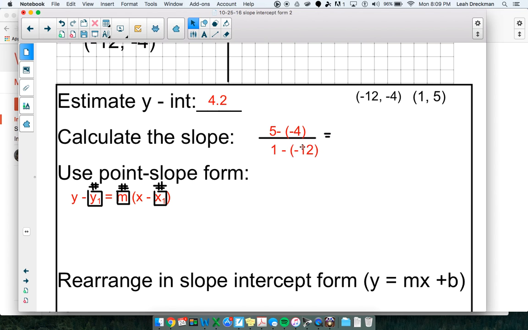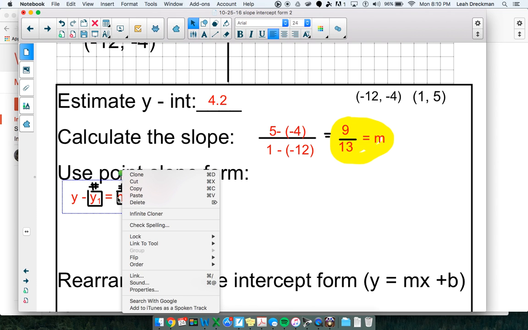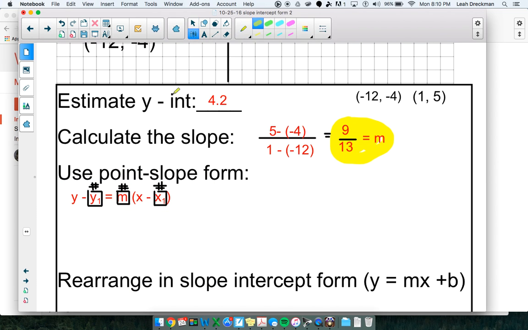All right, and so we end up with 9 in the numerator over 13 in the denominator. And so our slope is 9/13. Since we don't have any units on this problem, you're just going to leave it as 9/13. And so I'm going to label that as my slope. Remember, slope is represented with the letter M. All right, so this number is going to get substituted in to our model right there.